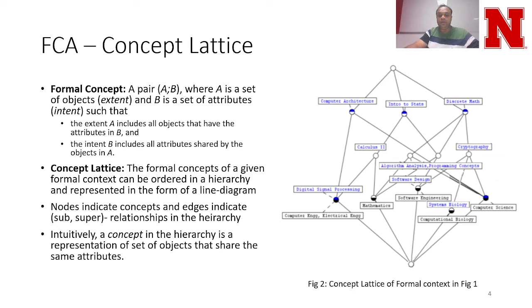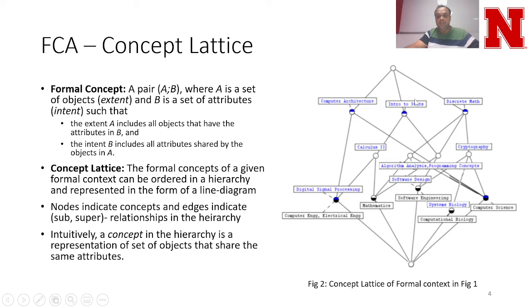So if we take a particular concept here from the bottom, let's say we take mathematics. So mathematics was an object. We can find the prerequisites of this course by navigating through the line. If we move from the node mathematics to the top, we will see that calculus 2 is a prerequisite. Intro to stats is also a prerequisite. Similarly, algorithm analysis and programming concepts are also prerequisites for the subject mathematics, and even discrete math. So this line indicates that.